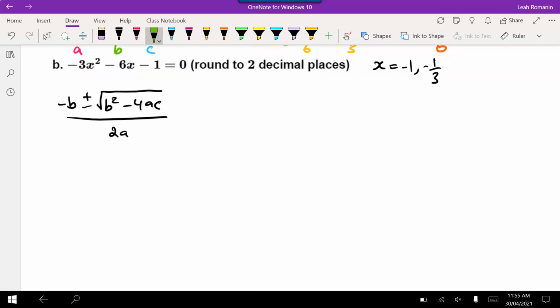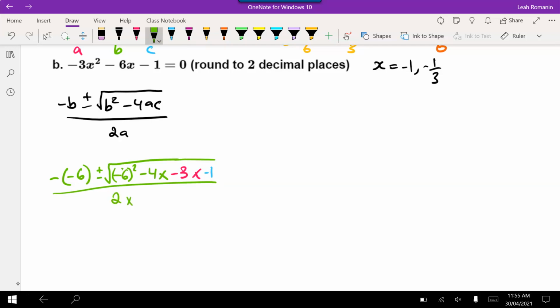Yes, if it is negative, it does change to a positive. So I'm going to have negative of -6 plus or minus the square root of -6 squared. So any negative squared is going to become a positive also. Minus 4 times A, which is -3 times -1, all over 2 times A, which is -3.